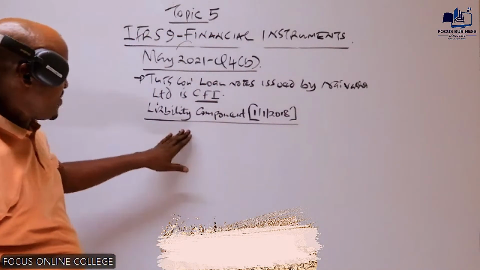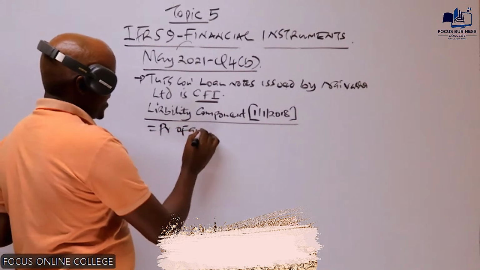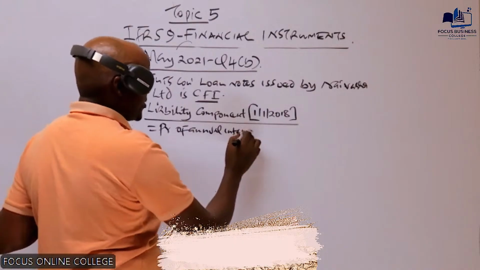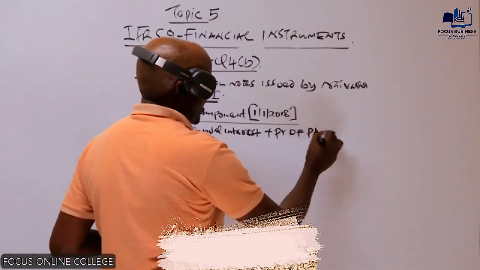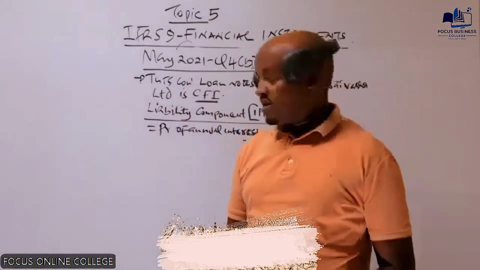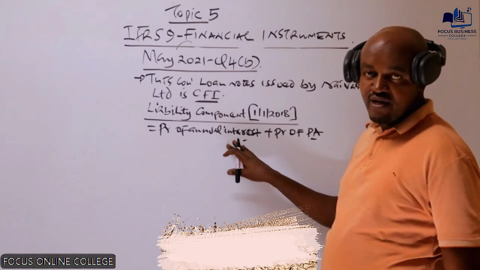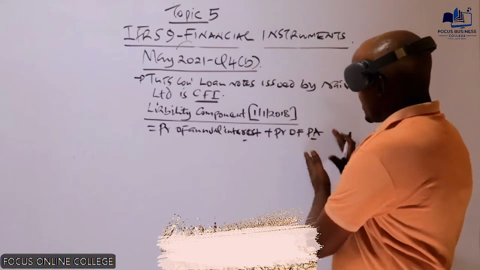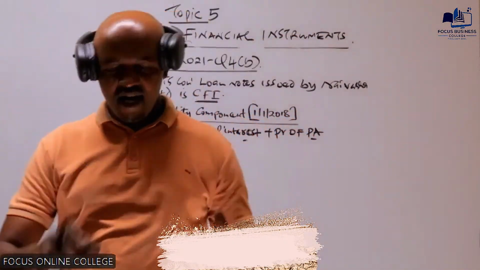So how do we compute this liability component? The liability component is equal to the present value of the annual interest, plus the present value of the principal amount. If you can remember that, then it becomes quite simple. We need to first compute how much interest will be paid by the company on an annual basis, and how much will be paid on redemption, because the principal amount is the amount to be paid once this convertible loan stock matures and is redeemed.